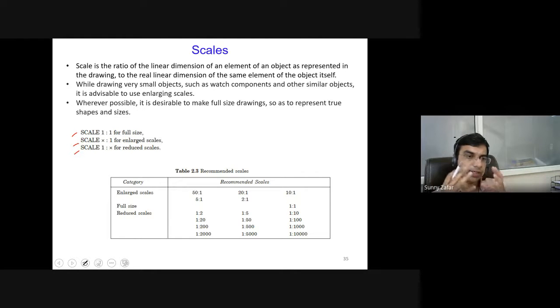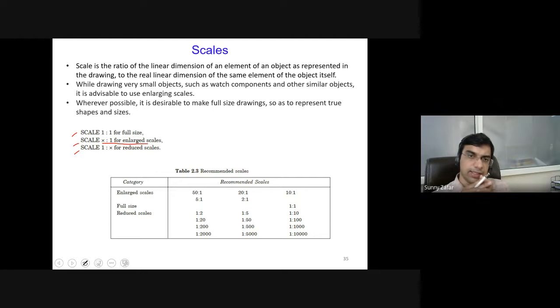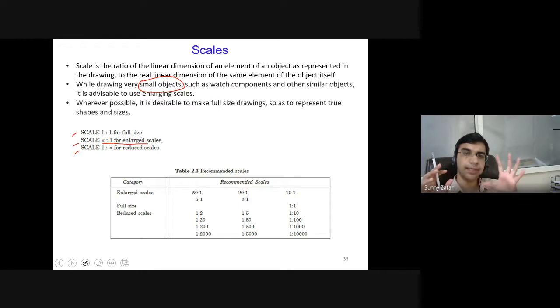Now there is an enlarged scale. The enlarged scale is used for small objects. Small objects are drawn on an enlarged scale, where you blow up the dimensions of the component proportionately, so that the intricate details are easily visible. In that case, we will be using the enlarging scale, and the same has to be mentioned on the title block of that machine drawing.